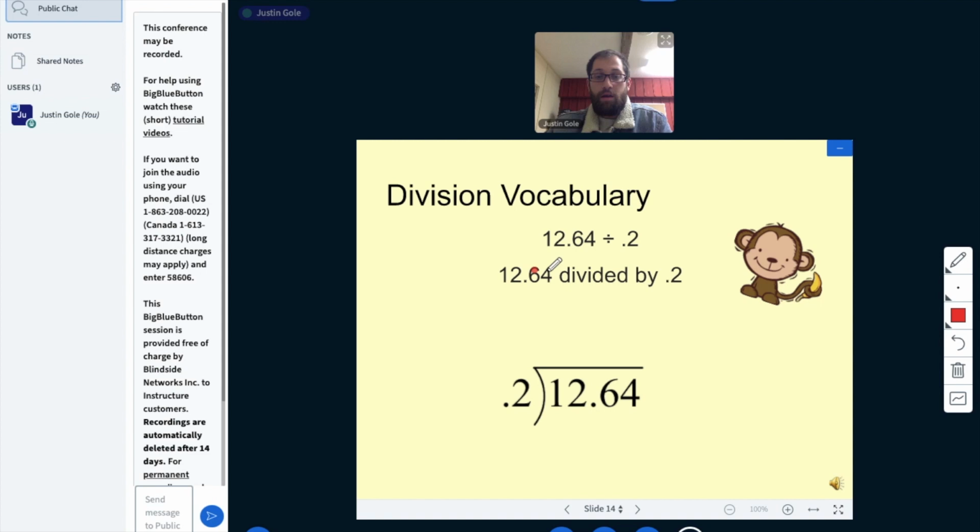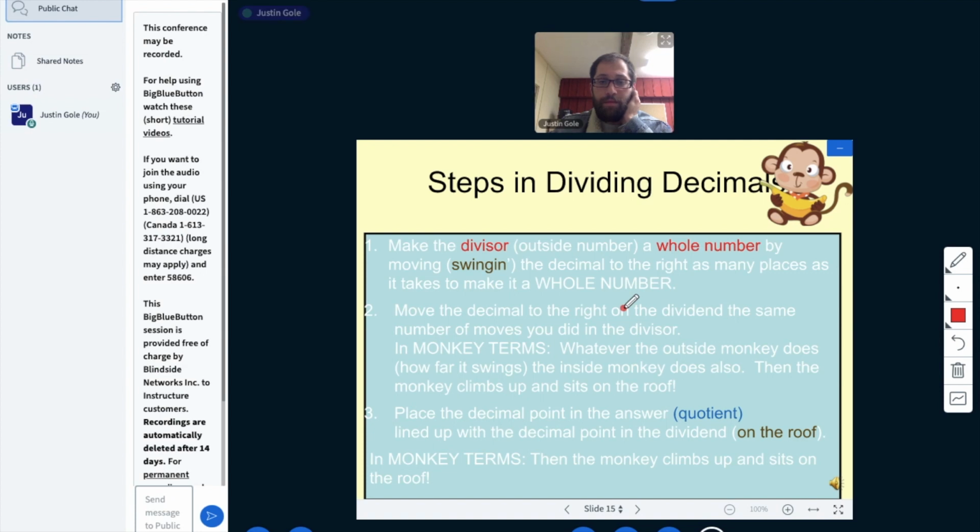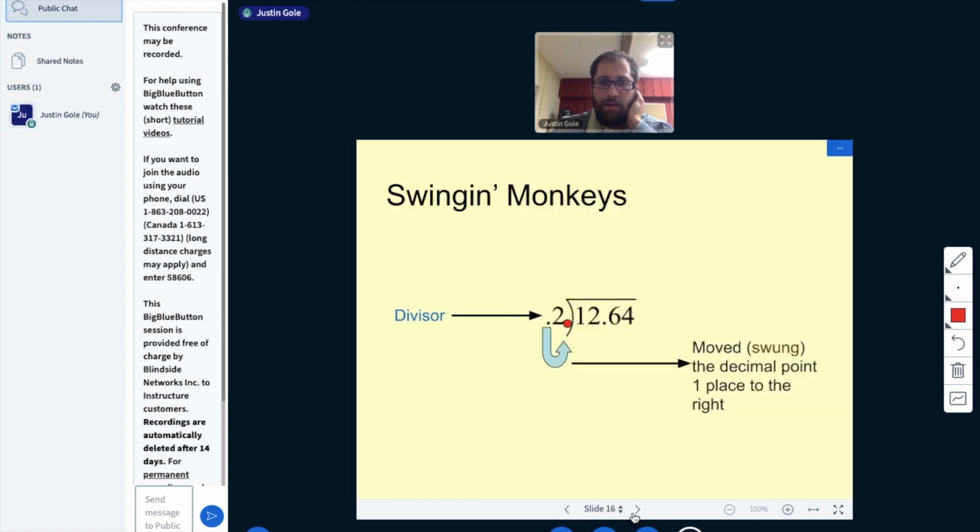So 12.64 divided by 2, 12.64 divided by 2, 12.64 divided by 2, they all mean the same thing. Knowing that all 3 of these are the same thing is important, guys. So steps in dividing a decimal, you can pause it and read all of this real quick. We're going to explain this by doing it. Pause it and read this if you want. I'm not going to read the whole thing. We're going to go ahead and use these steps.